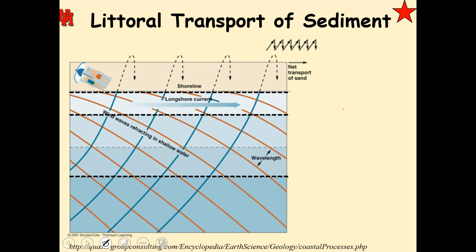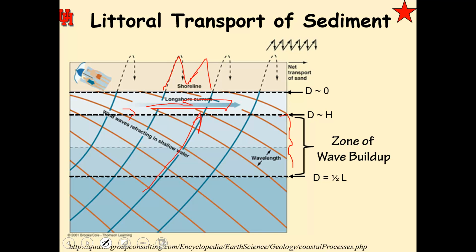Okay, so here we have wave refraction, the zone of wave buildup. We have longshore currents, and we have that zigzag motion. Let's look at that here. Here we have water depths of 1/2 the wavelength. That's the wave base. We have water depths about equal to the wave height. That's the breaker zone. And water depths of 0, well, that's going to be the shoreline. So we have the zone of wave buildup, the breaker zone, surf zone, swash zone.